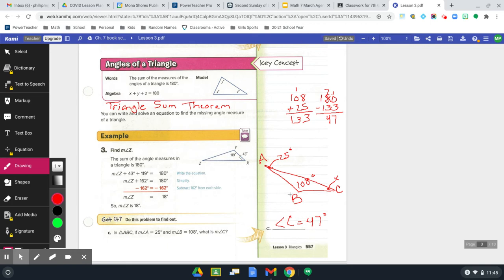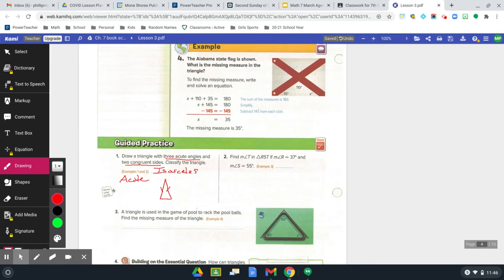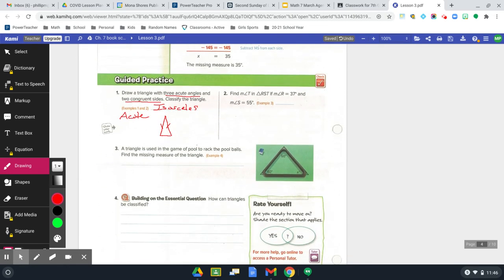All right, so let's take a look at some more. So we're going to go to the next page. We're going to take a look at the guided practice on 558. 558, number 2. And very similar, it's going to give you a different triangle, and it's also going to label it differently. So it's going to say, find the measure of angle T in a triangle RST if the measure of angle R is 37 degrees and the measure of angle S is 55 degrees. Okay, so you don't always have to draw a picture like I just did on the previous one. It's up to you.